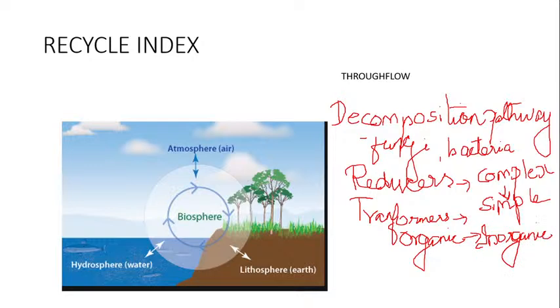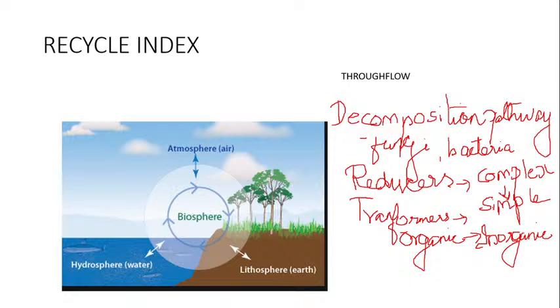So, decomposition pathway. Decomposition pathway in biogeochemical cycles is a common pathway. The decomposers are microbes, mainly fungi and bacteria. They degrade organic material, the fallen leaves and dead bodies of animals. They are called reducers because they change the complete body of plant or animal into simple nitrogen, carbon, water, phosphorus, etc. So they are called reducers.